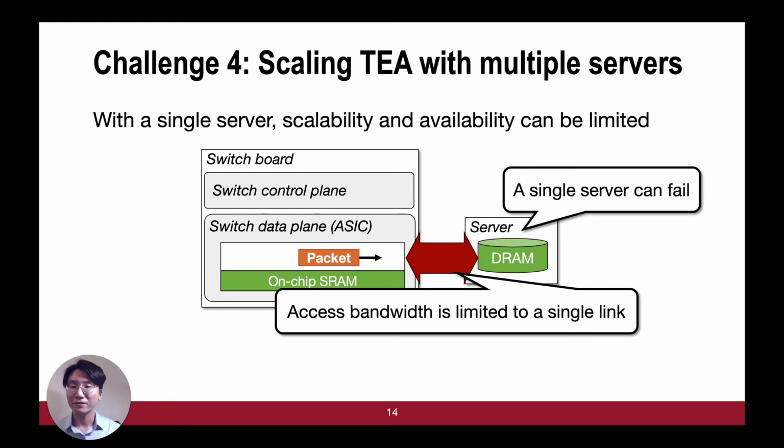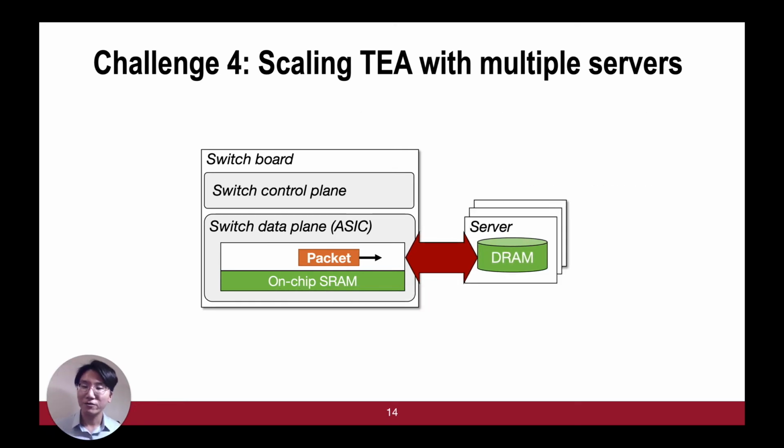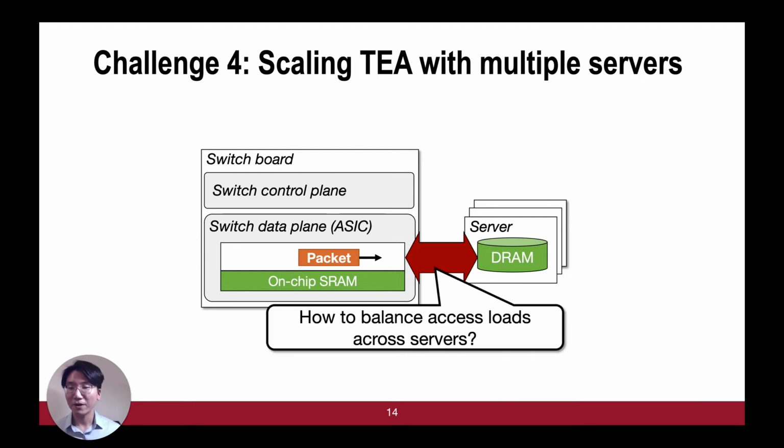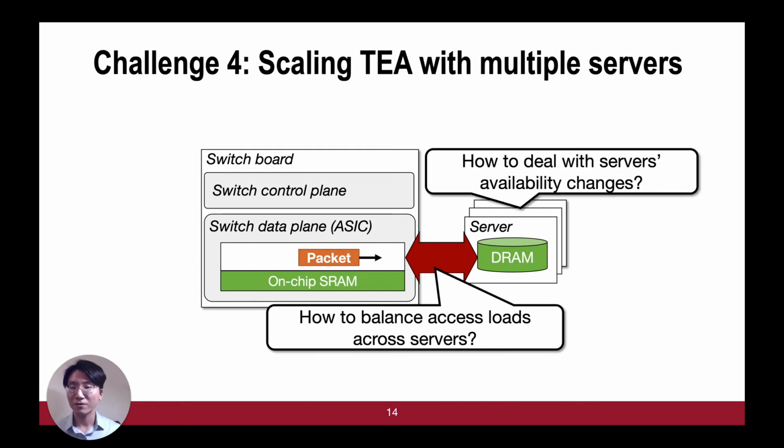Another challenge is about scaling the system. With a single server, memory access bandwidth and availability can be limited. While we can achieve higher throughput and availability using multiple servers, we observed that there are a few challenges we need to address to utilize them effectively. In particular, when there are multiple servers, we need to balance the access loads across servers so that we can avoid a situation where only a few servers are overloaded. Also, we need to deal with servers' availability changes fast to minimize performance degradation. Now I'll describe how we address these challenges in designing T.